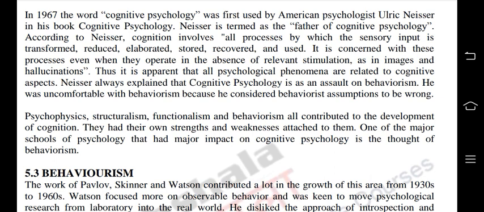Thus, it is apparent that all psychological phenomena are related to cognitive aspects. Neisser always explained that cognitive psychology is an assault on behaviorism. He was uncomfortable with behaviorism because he considered behaviorist assumptions to be wrong.